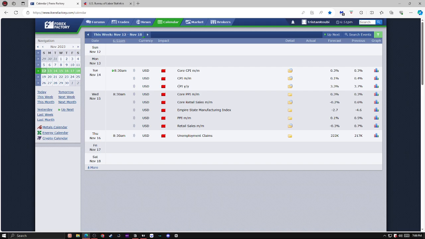So what do we have on Monday? We have nothing. So Monday will be a consolidating day, because as we know, tomorrow we have core CPI monthly, then CPI, and then CPI yearly. And that, ladies and gentlemen, is a big impact. That is a real red folder. CPI at 8:30. That's going to be an impact.